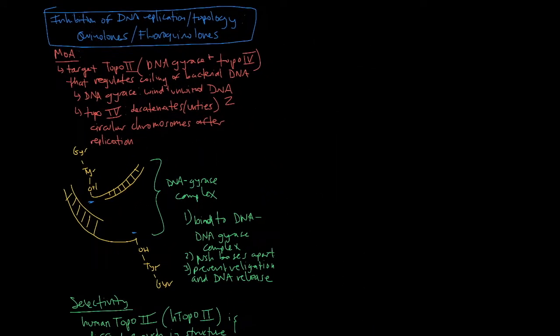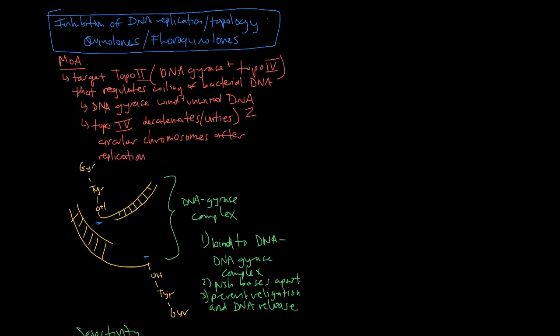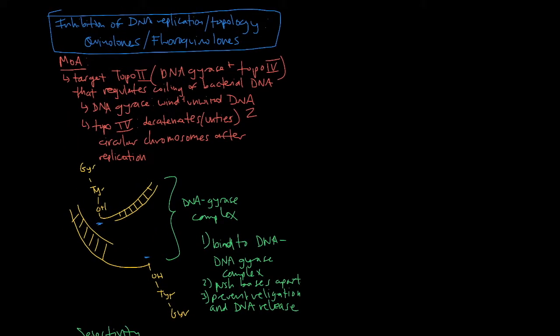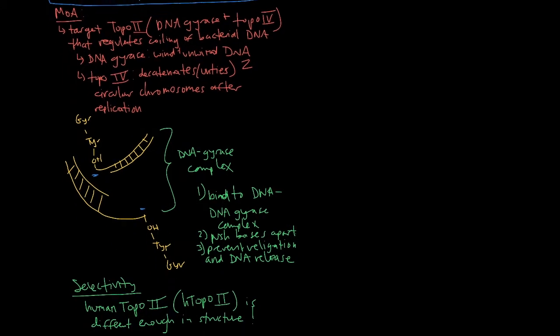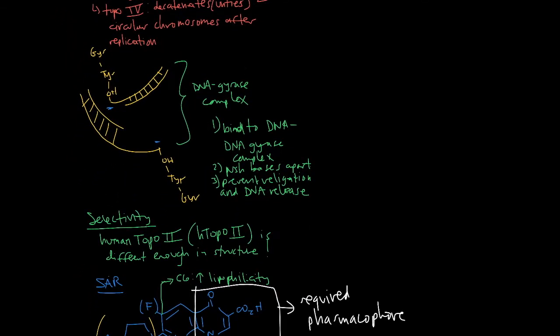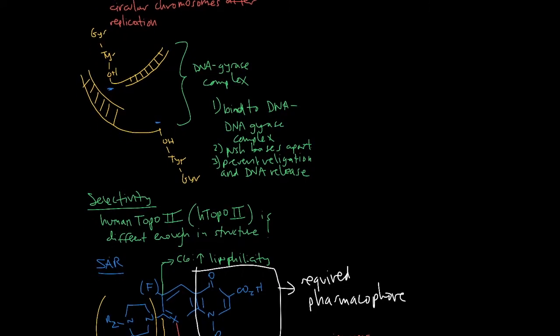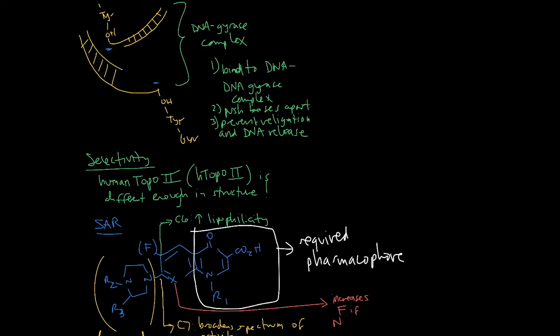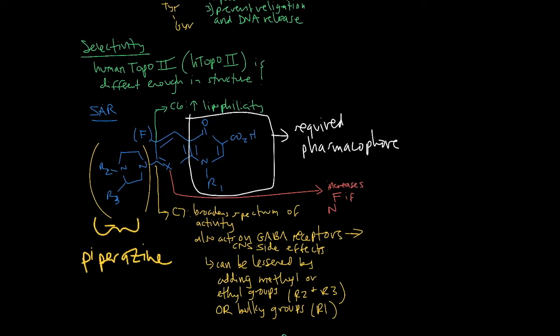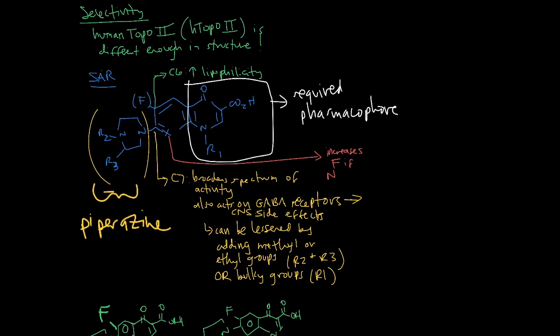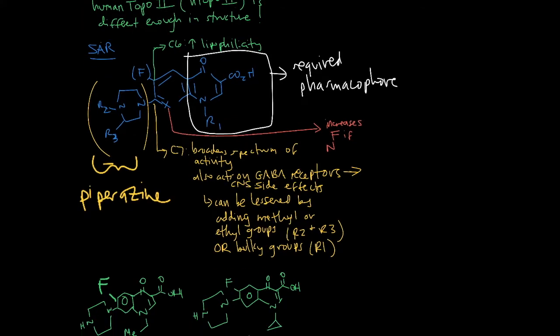So quinolones or fluoroquinolones inhibit DNA replication and topology by targeting topo 2, which includes DNA gyrase and topoisomerase 4. And the way they do this is by binding to the DNA gyrase complex, which pushes the bases apart and prevents religation and prevents DNA release. They're selective because human topo 2 is different enough from bacterial topo 2.